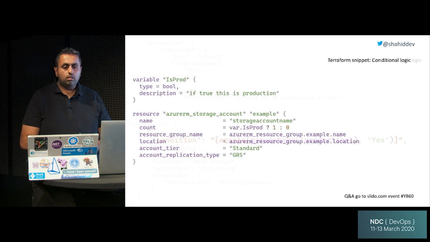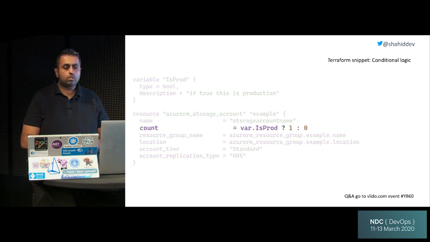So let's take a look at the equivalent example using Terraform. So now Terraform's got a variable called isProd. It's a Boolean type. And now what we're doing is in our resource, we say if the Boolean is true, then it equates to 1, otherwise it's 0. So it's a ternary expression here.